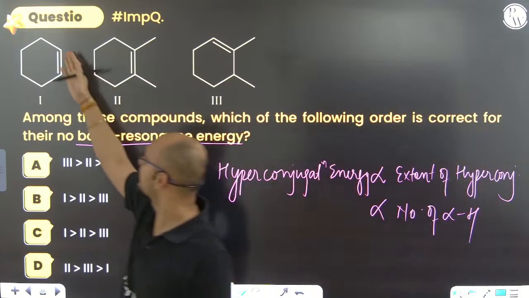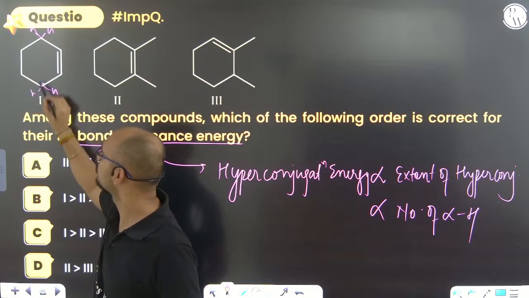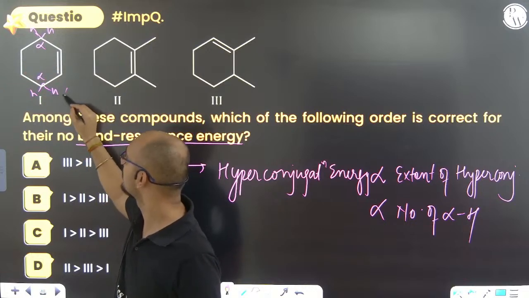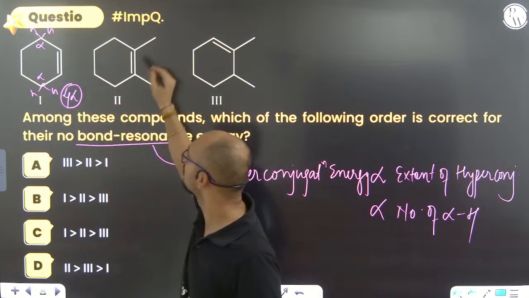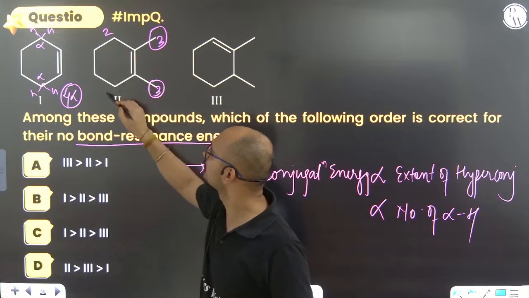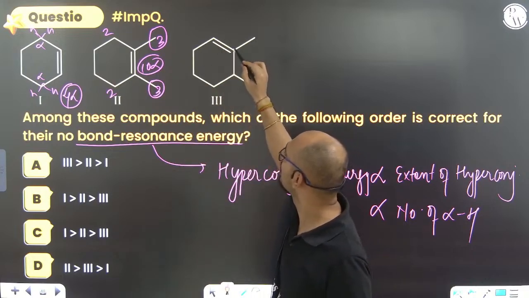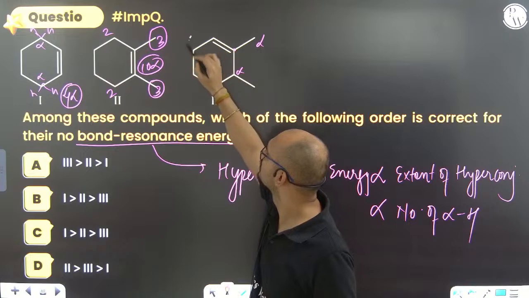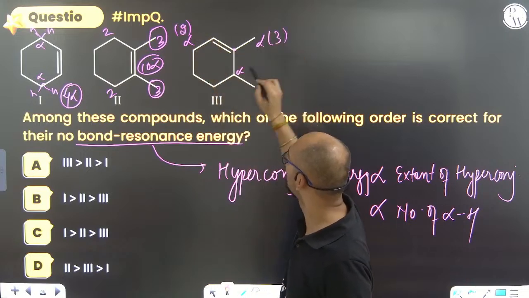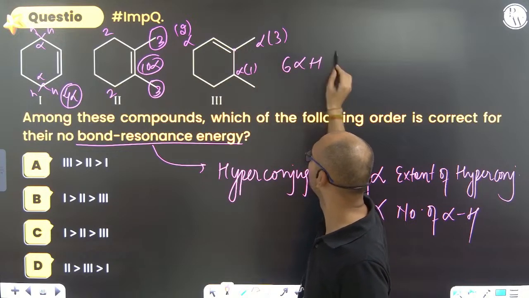So how many alpha hydrogens are there? Can you see? There are 2 here, 2 here, because there are 2 alpha positions, 1, 2. So 4 alpha hydrogens here. In this one, how many are there? 3 here, 3 here, 2 here, 2 here. So there are 10 alpha hydrogens. In this one, what are the alpha positions? 1, 2, 3. 3 alpha positions. Here 2, here 3, here 1. 3, 1, 4, 2, 6. So 6 alpha hydrogens.